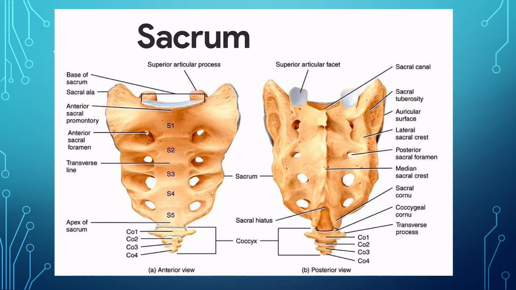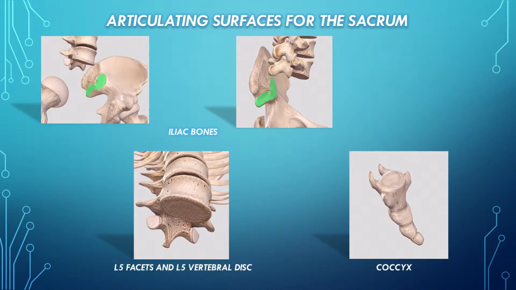This is the anatomy of the sacrum, with the anterior and posterior views. Please press the pause button to view this slide for a longer period. Here we have the articulating surfaces for the sacrum. We have the iliac bones, L5 facets and the L5 vertebral disc, and the coccyx.